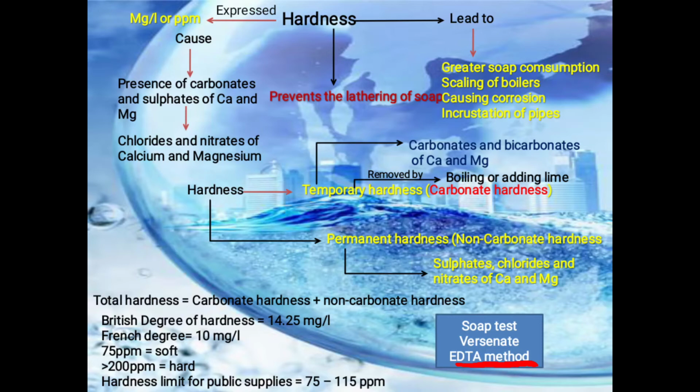Then note the volume of the titrant. Then hardness, as it is expressed in milligram per liter as calcium carbonate, is equal to V1 into S into 1000 by V, where V1 is the volume of titrant used for sample, S the milligram of calcium carbonate equivalent to 1 ml EDTA titrant, that is 1 ml EDTA is equal to 1 milligram calcium carbonate, hence S equal to 1.